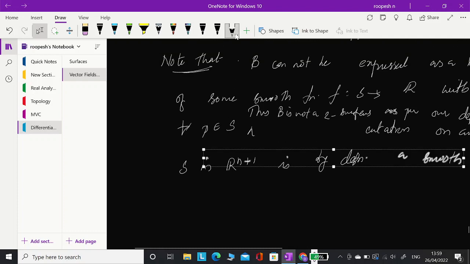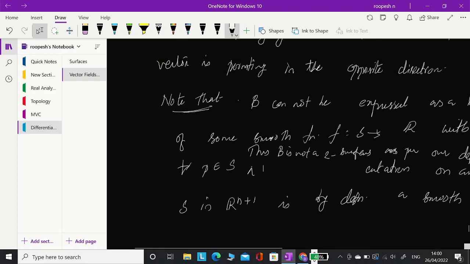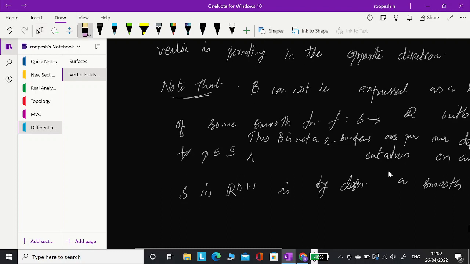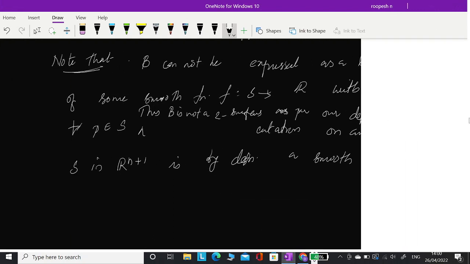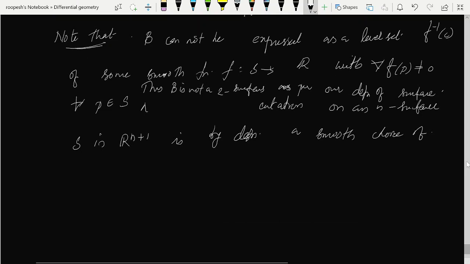Okay, let us see. Okay, some problem with my eraser, it seems. So just continue the discussion. So I'm cutting it here.